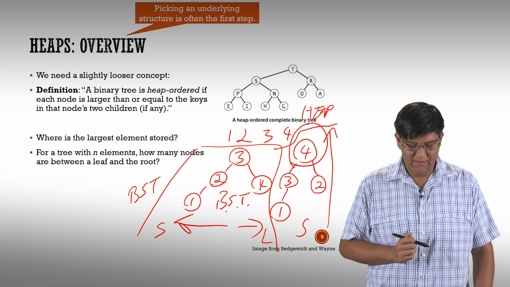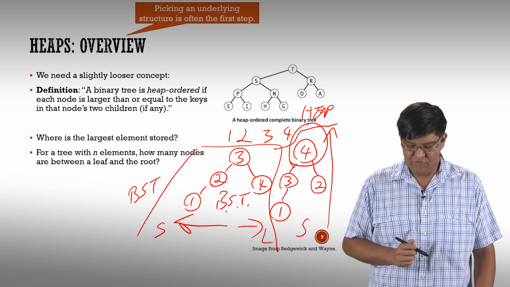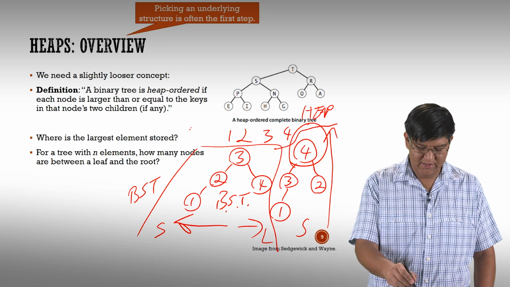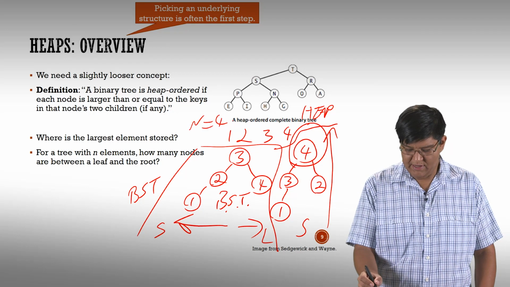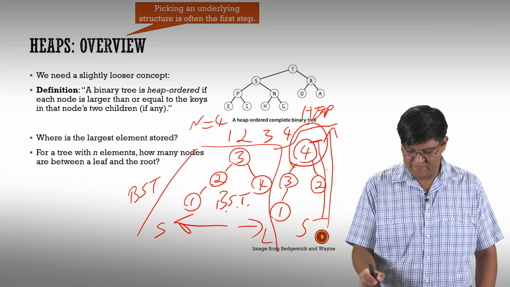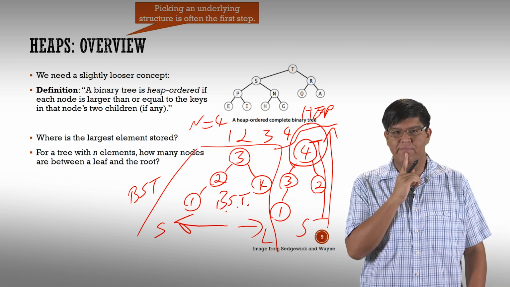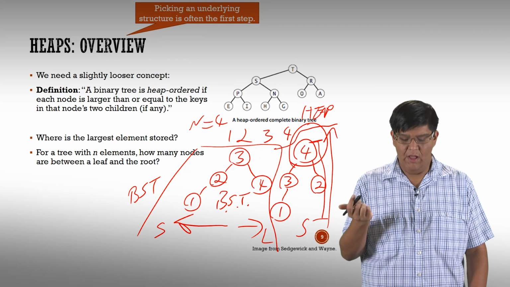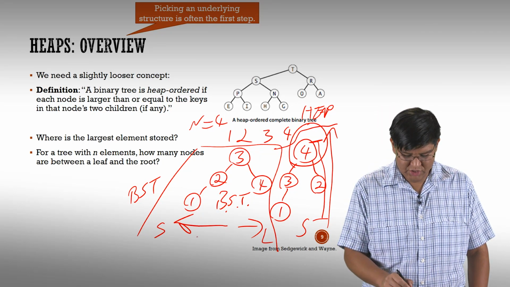Next: for a tree with n elements, how many nodes are between a leaf and a root? So for a tree here, there are n things, where n is equal to 4. How far is it to start at the top and get down to a leaf? Think about it for a second. What do you think? Here the answer is going to be log n, maybe plus or minus 1 depending on how it is. But generally it's going to look something like a log.